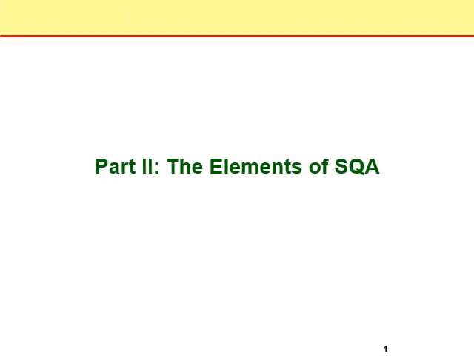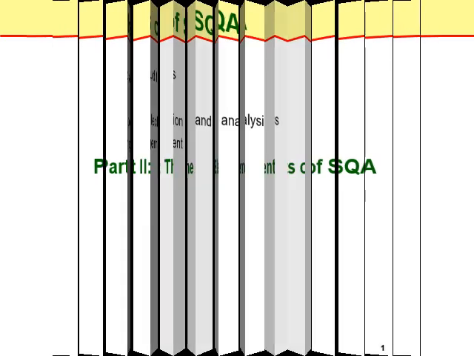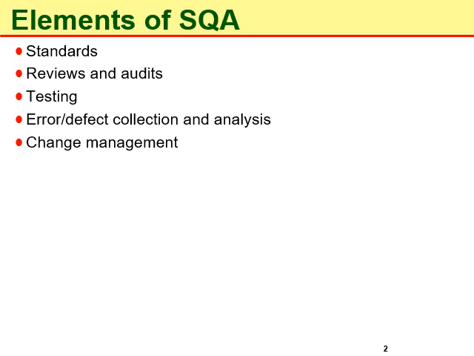Welcome back. In this video, we'll discuss the elements of software quality assurance. Since the SQA process emphasizes ensuring quality through a systematic process, it is important to look at various elements of the software quality assurance process.